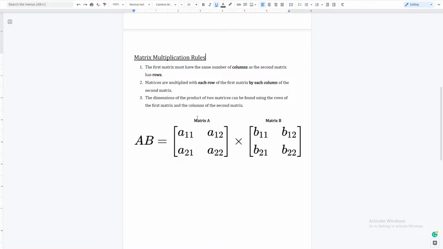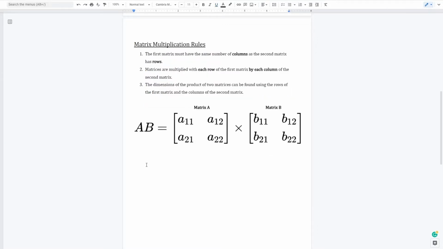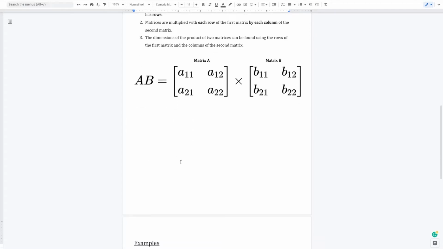The third rule: the dimensions of the product of two matrices can be found using the rows of the first matrix and the columns of the second matrix. So what that means is that we could take the fact that matrix A has 2 rows and matrix B has 2 columns, and use that to find out that matrix AB will have 2 rows and 2 columns as well. So now that we know the rules for matrix multiplication, let's go ahead and solve some examples.